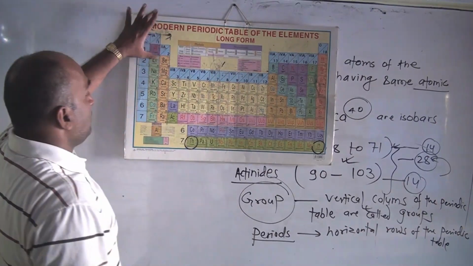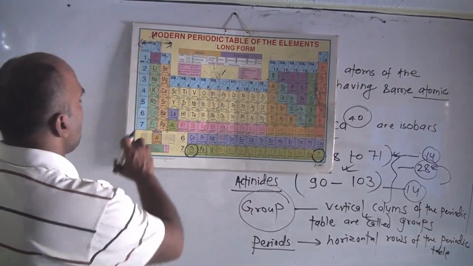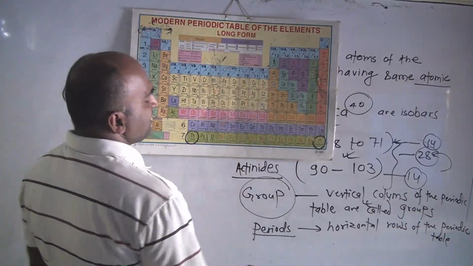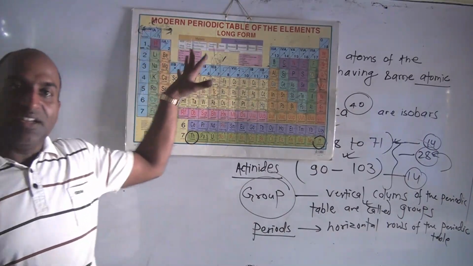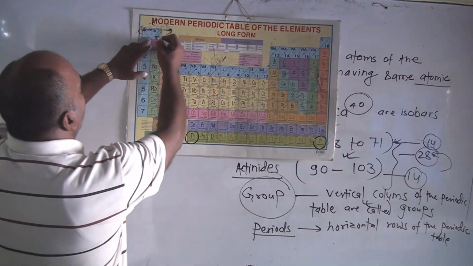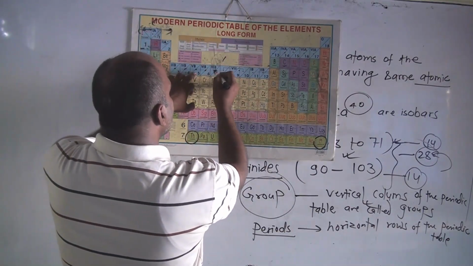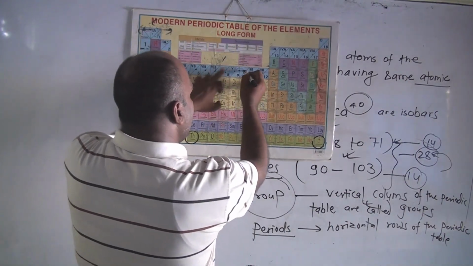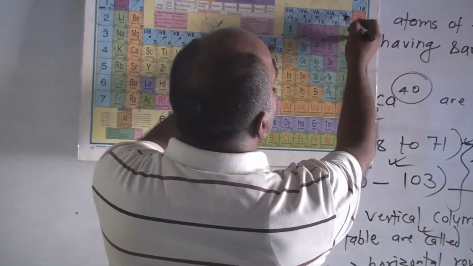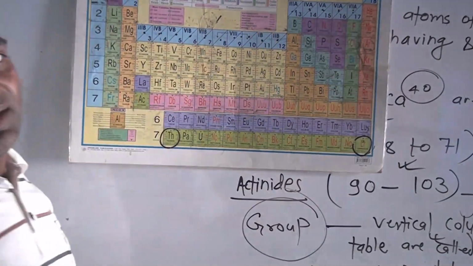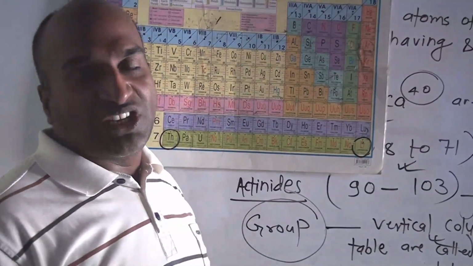In the modern periodic table, there are 18 groups and 7 periods. These 18 groups are written in Roman letters. These 18 groups are here: 1, 2, 3, 4, 5, 6, 7, 8, 9, 10, 11, 12, 13, 14, 15, 16, 17, and 18. In this way, groups are arranged in vertical columns in the periodic table.